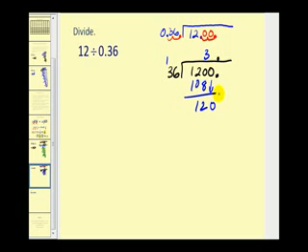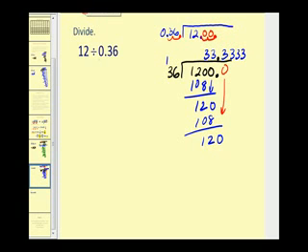Bring down the next digit. How many 36s in 120? We just asked that question and there was 3. And 3 times 36 was 108. Subtract, that's 12 again. We need to start adding digits now. Bring down the 0. How many 36s in 120? You'll notice we keep getting 3s. So this 3 is actually going to keep repeating over and over again. Therefore, our quotient is 33.3 with a bar over the first 3.